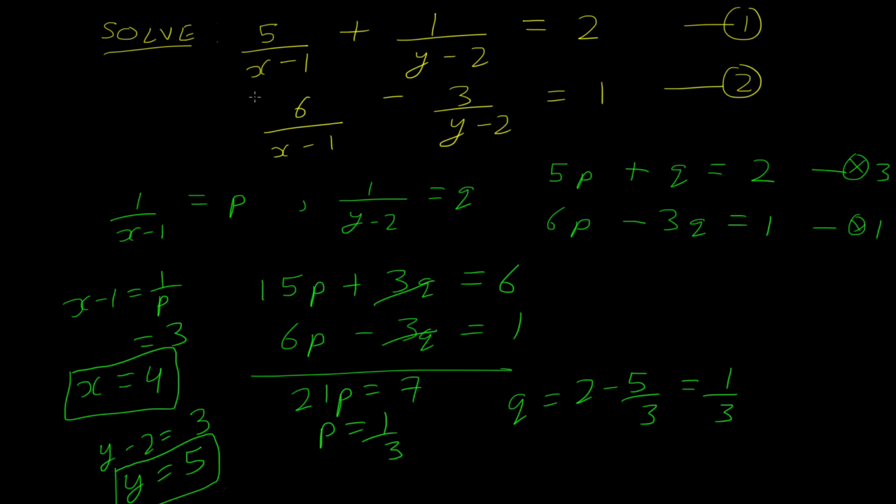Let's quickly check here. 5 divided by 4 minus 1, which is 3, that is 5 by 3, plus 1 by 5 minus 2, which is 1 by 3. So 5 plus 1, 6 by 3 is 2. So the first equation is correct. 6 by 4 minus 1, which is 3, so this becomes 2, minus 3 by 3, which is 1. 2 minus 1 is 1. So these solutions are correct.